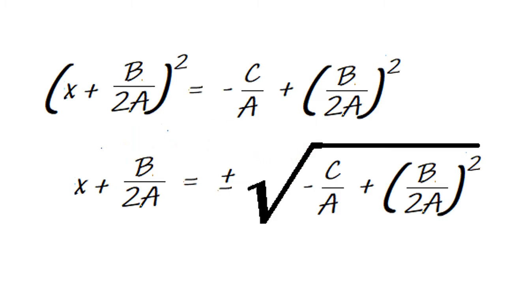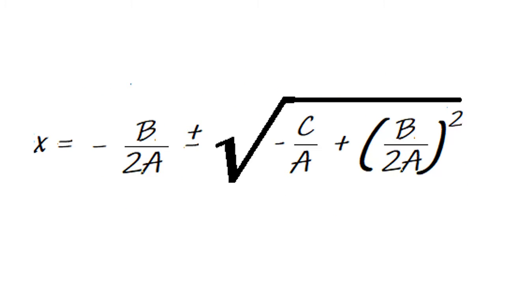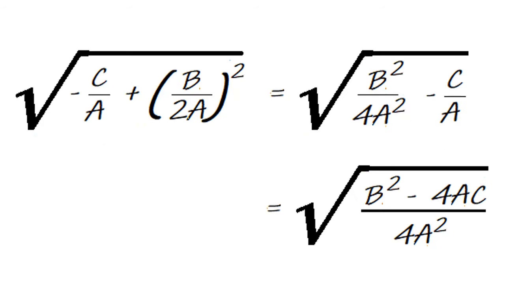Then we take the square root of both sides. Once we move the second term to the right, isolating the x, we have our roots. We need only to clean up the bit inside the square root. The denominator inside the square root is a perfect square. Thus, it will become 2a.